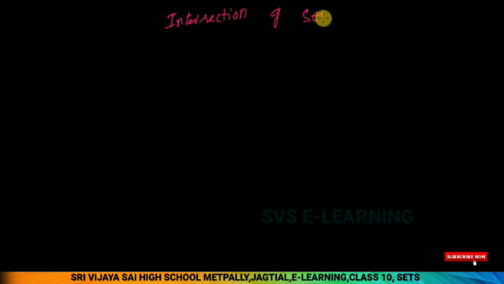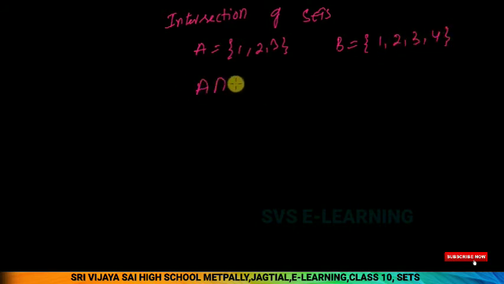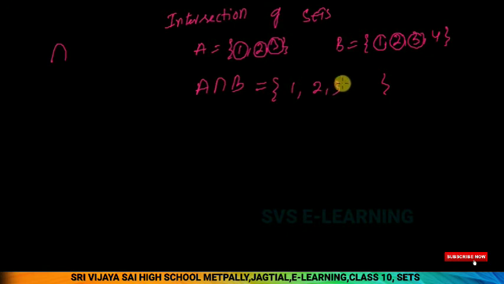Let us say again I have two sets here, set A: 1, 2, 3, and set B: 1, 2, 3, 4. A intersection B, intersection is represented by this symbol. A intersection B is the set of elements which are common to A and B. What are the elements in both A and B? 1 you have in A, 1 you have in B. 2 you have in A, 2 you have in B also. 3 you have in A, 3 you have in B also. So what are the elements that you see in A intersection B? In A intersection B you have the elements 1, 2, 3.